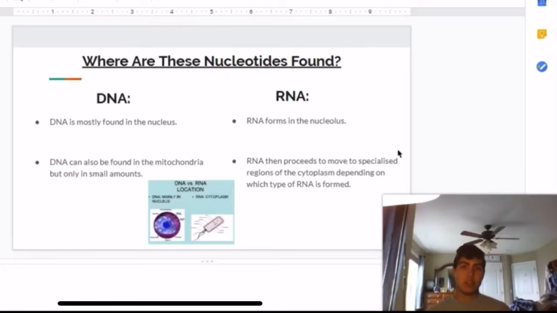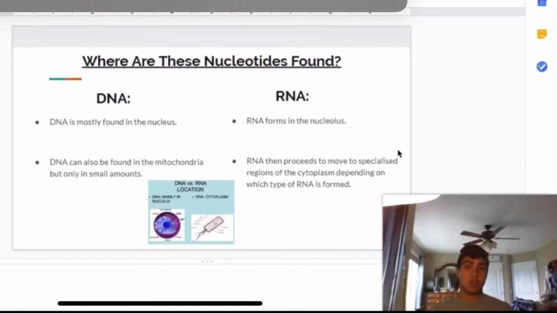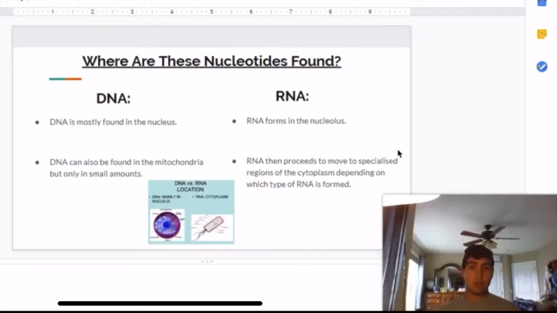Where are these nucleotides found? DNA is mostly found in the nucleus, but DNA can also be found in the mitochondria in only small amounts. RNA forms in the nucleolus, however, and RNA then proceeds to move to specialized regions of the cytoplasm, depending on which type of RNA is formed.